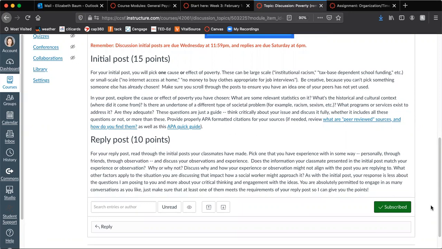Your initial post is 15 points, but your reply post is 10 points. That's a lot, so don't neglect it. The thing that you need to do is pick one cause or effect of poverty. You don't need to do both. You just need to grab one. And just to make it complicated, some things are both cause and effect, and that's absolutely fine, but not all things. So don't get too in your head about this. A lot of things are both the cause and effect of poverty.